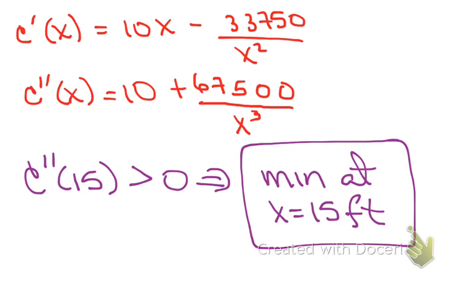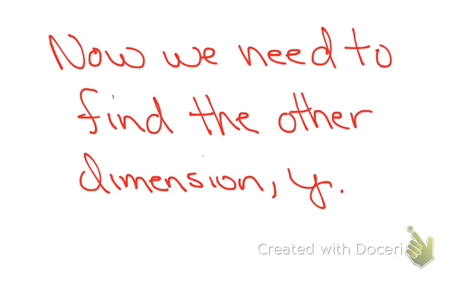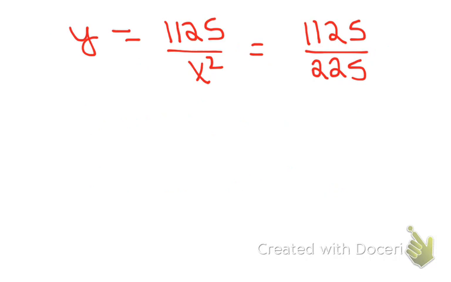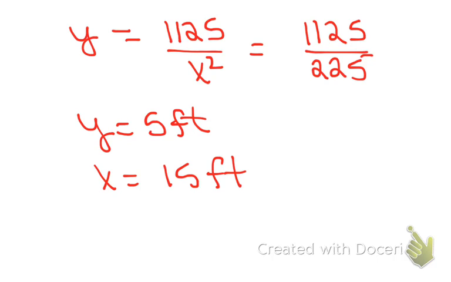So the only thing left to do now is to actually go and find that other dimension. I'm sorry, I actually have x, so we want to find the other dimension y. And so plugging into our constraint equation, we get that y is equal to 1125 over x squared, or 1125 over 225. And so y is equal to 5 feet, and x is equal to 15 feet.